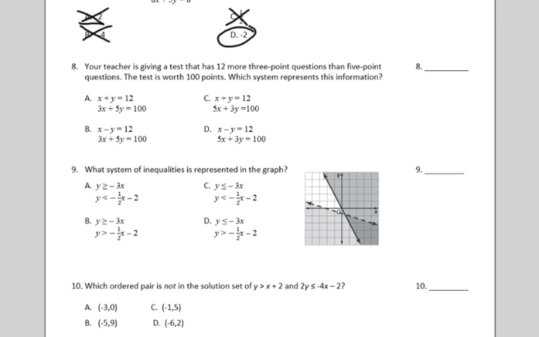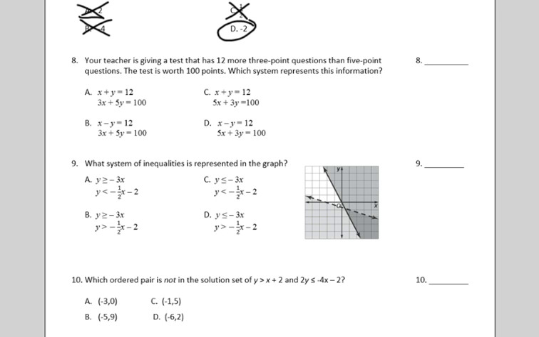Number 8, your teacher is giving a test that has 12 more 3-point questions than 5-point questions. The test is worth 100 points. Which system of equations represents this information? So either x is 5-point questions and y is 3-point. So if that's true, then 5x plus 3y equals 100 would be the worth of the total test.